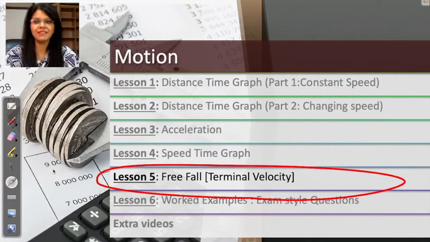So far we have understood and learned the distance time graphs, its various concepts and fundamentals. We have learned about acceleration, we have learned about speed time graph, and also we have solved some past paper questions or exam style questions on these topics. Let us now understand about free fall.